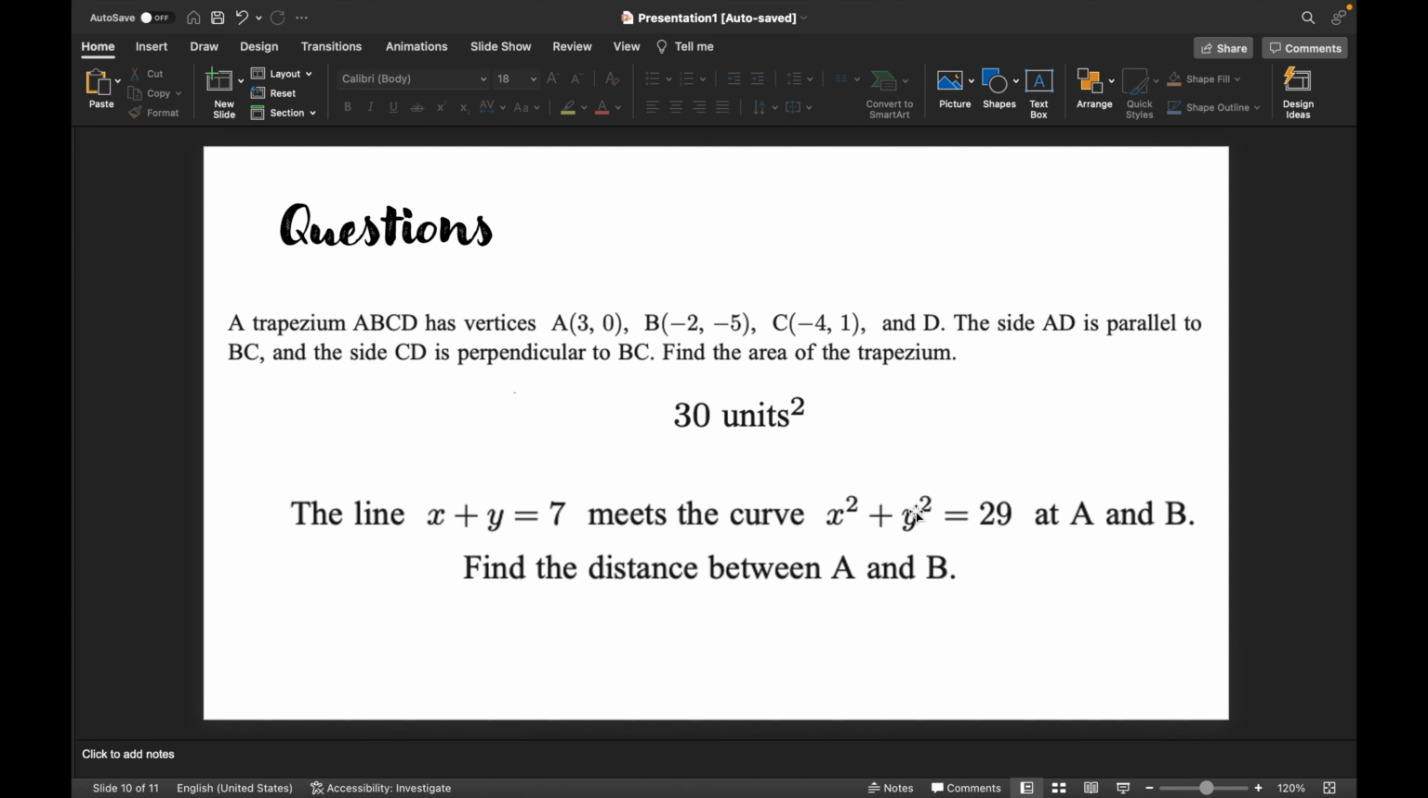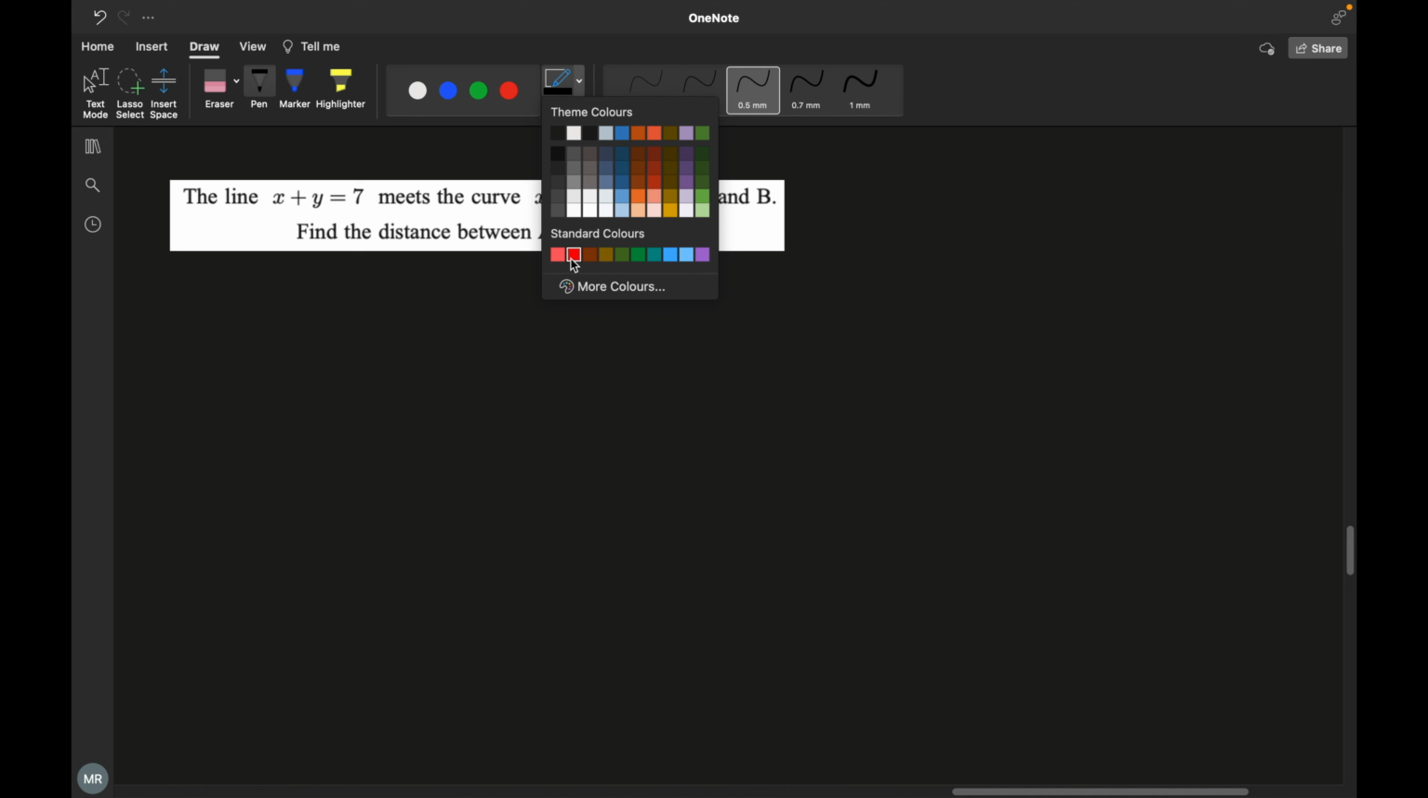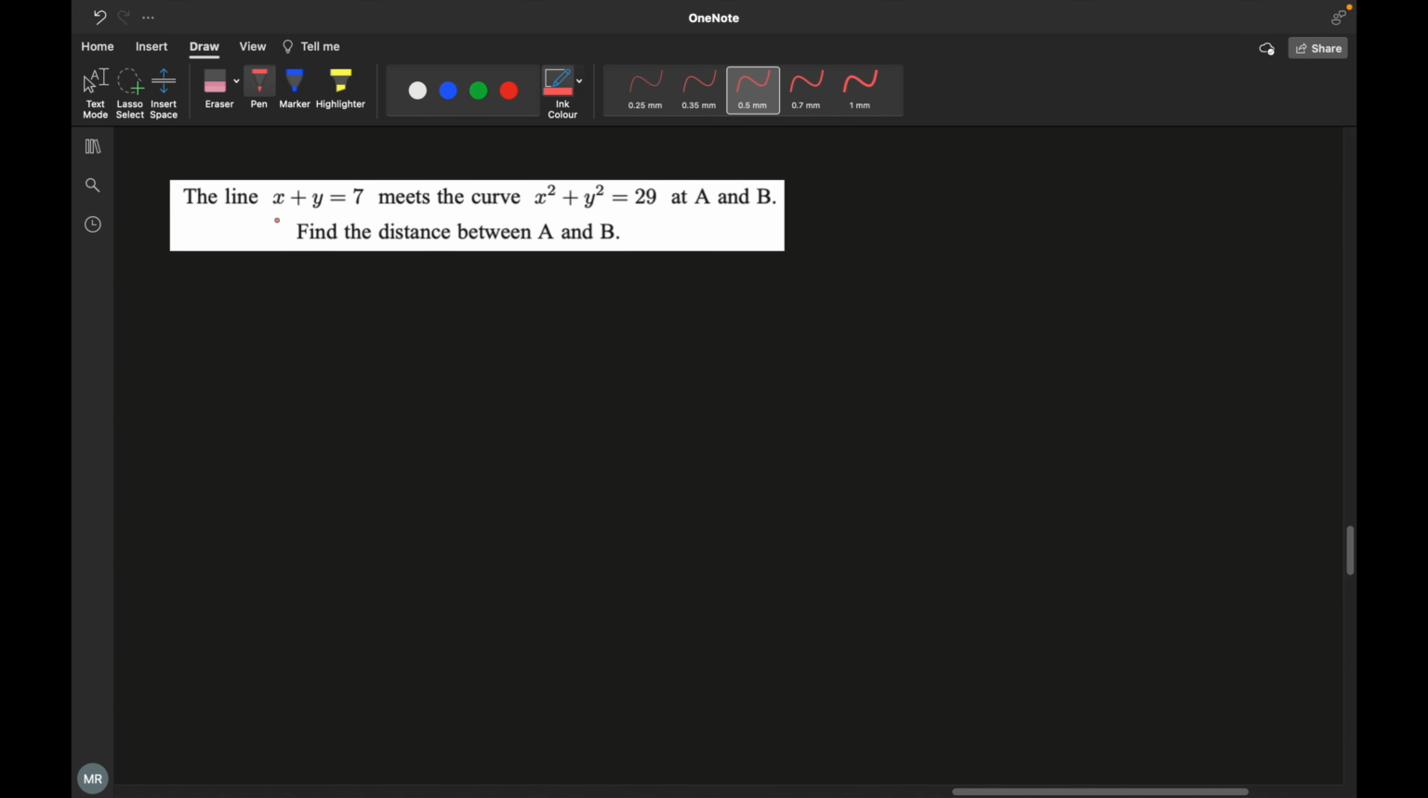So let's solve the next question. We have this question: the line x plus y equals 7 meets the curve x squared plus y squared equals 29 at A and B, and find the distance between AB. So first, let's do this. We're writing this in terms of y, making it the subject of the equation. Now let's plug this into the second equation.